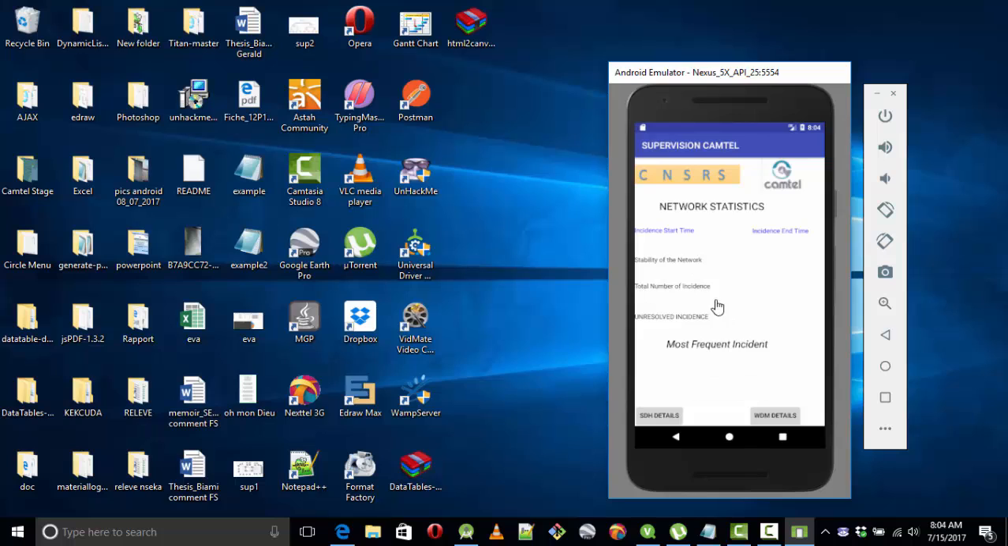Okay, so you click on this SDH details and you see all the details about the system. The stability is over 91%, the total number of incidents you get, unresolved incidents, and the most frequent or the most faulty equipment, you also get it, and its frequency. Same thing with the WDM net statistics.